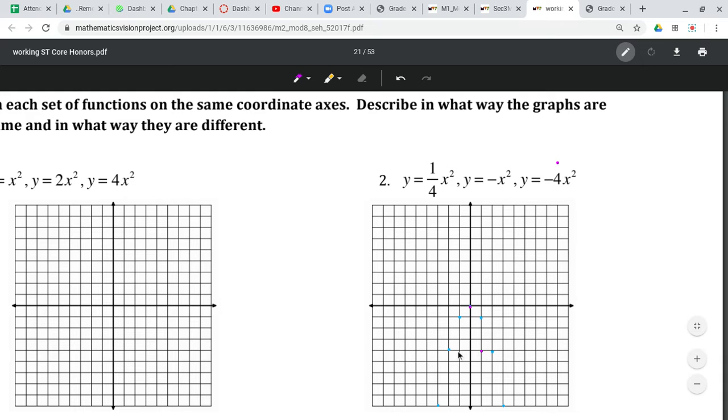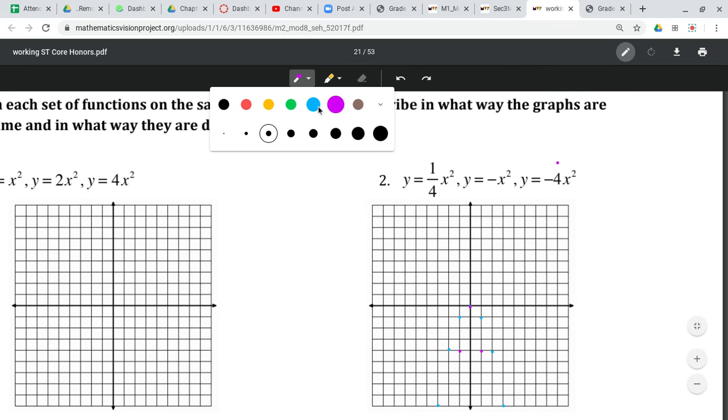Same thing for negative 1. Now 2 squared is 4. 4 times negative 4 is negative 16. Negative 16 goes off the graph, so we don't have to graph that. I'm going to see if I can actually draw this one. Sort of. Not really. Okay, so there is our y equals negative 4x squared.